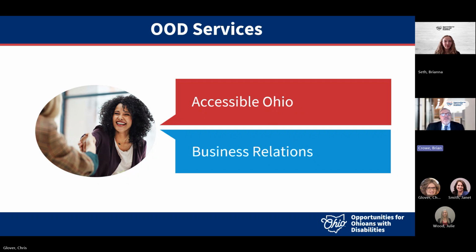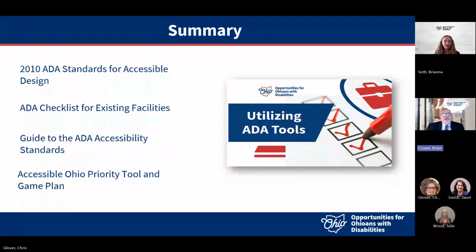Thanks, Brianna. That brings us to the close of this webinar. Today, we introduced and identified tools which can assist in making environments accessible. We discussed the 2010 ADA standards for accessible design, the checklist for existing facilities, and the guide to ADA accessibility standards. We even briefly touched upon the priority tool and game plan of our Accessible Ohio team, created to assist entities with identifying, prioritizing, and implementing accessibility goals.